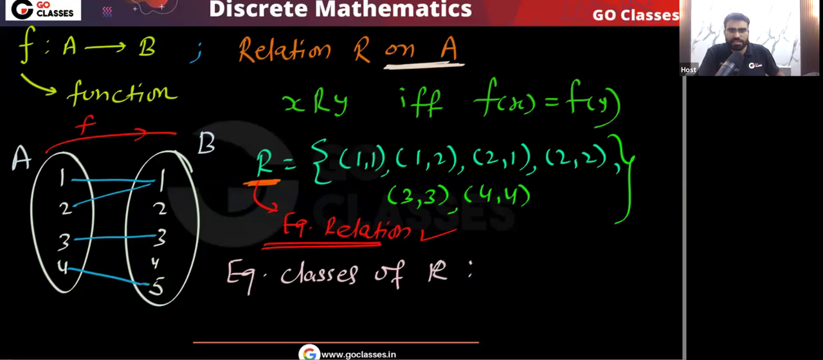What are the equivalence classes of R? In one equivalence class, you will put 1, comma 2. Yes or no? Why? Because 1 is related to 2, 2 is related to 1, 1 related to 1, 2 related to 2. So this is one equivalence class.